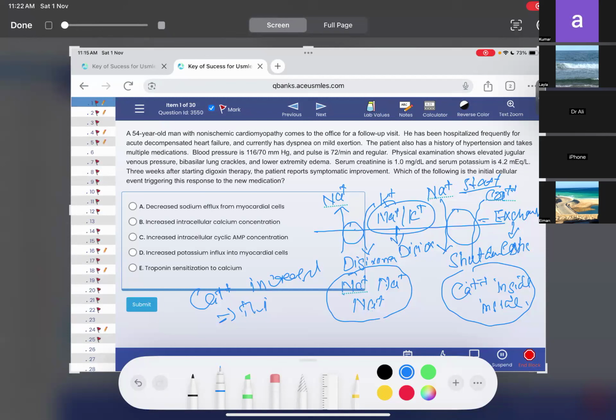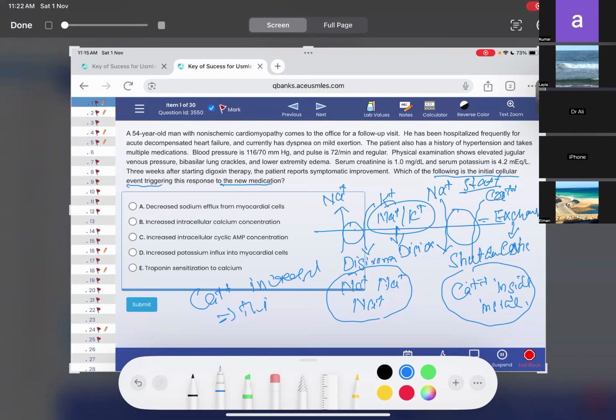So they are asking in the question which one of the following is the initial cellular event triggering the response to the new medication. We know that digoxin most probably works on the sodium potassium ATPase, and it will decrease the efflux of which ion? Anybody? Potassium, it's going to affect the potassium.